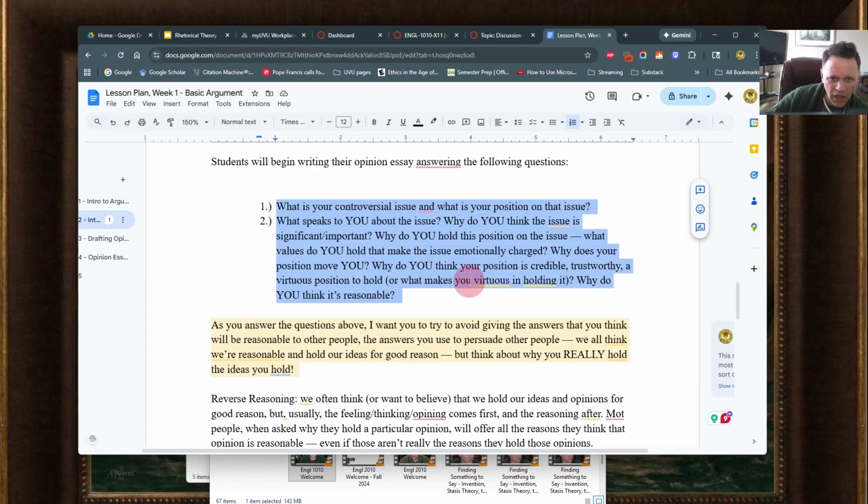So we're going to get to other people and start focusing on other people in the next draft of this, the drafting an opinion essay. But right now, in your expressing an opinion essay, I want you to consider these questions. That's it. That should prepare you for the writing of the opinion essay, or at least for the beginning of the writing of the opinion essay.